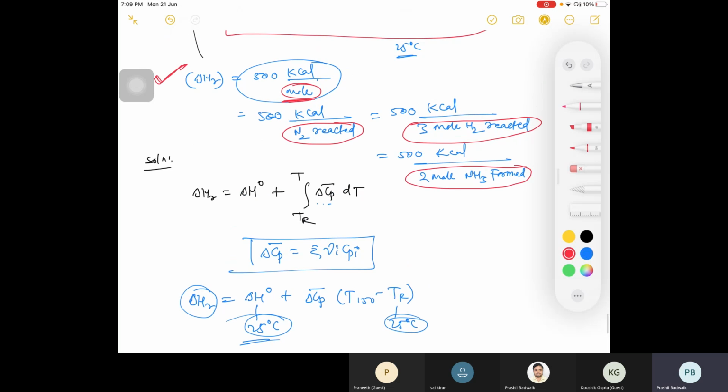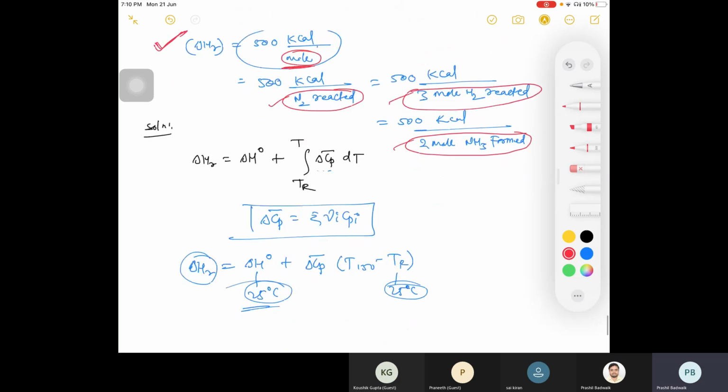Please keep this in mind and then tell the answer. It is written per mole N2 reacted. Minus 11,230.83. Okay.